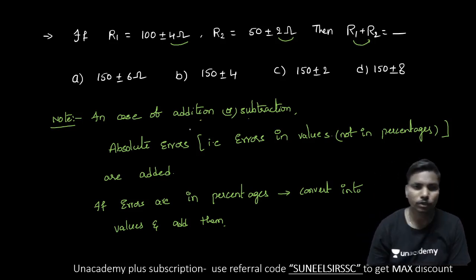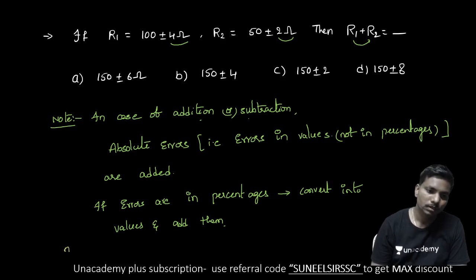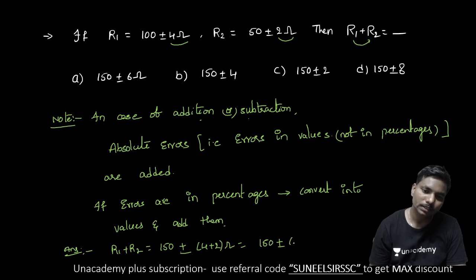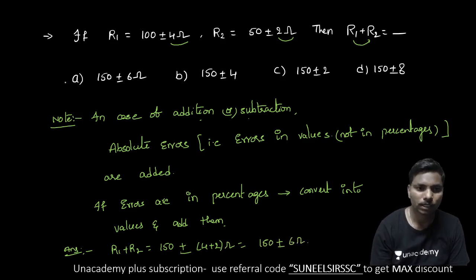Okay, so here for this question, R1 plus R2. So 100 plus 50, 150. Here errors they have given in values only, so we can directly add 4 plus 2. That is equal to 150 plus or minus 6. So the answer is option.